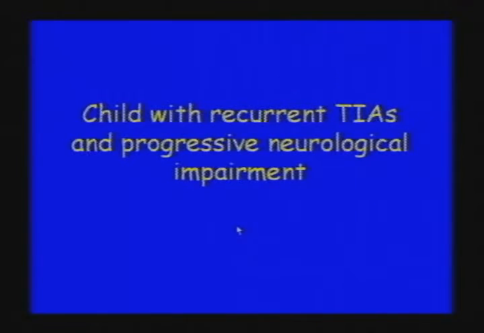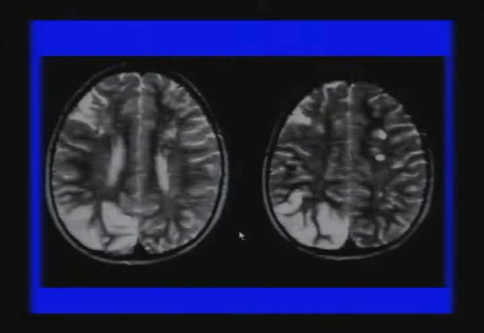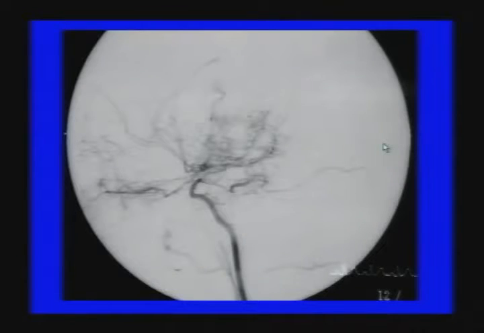The second case is a child with recurrent TIAs and progressive neurological impairment. You can see on this T2-weighted MRI that there's multiple areas of wedge-shaped signal abnormality, mostly involving cortex, but also involving white matter, some areas of deep white matter signal abnormality, suggestive of ischemia and infarction, and the angio on this child shows a normal proximal internal carotid artery and then a puff of smoke above that.